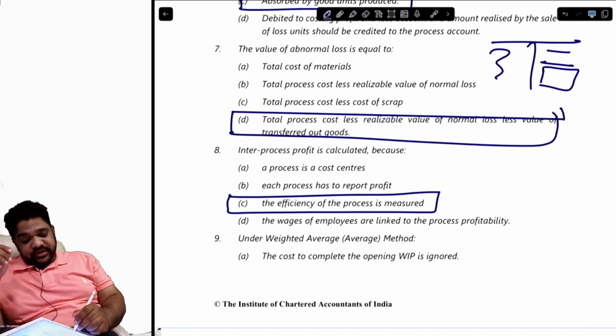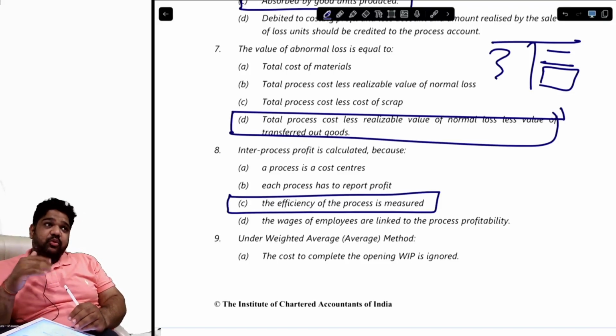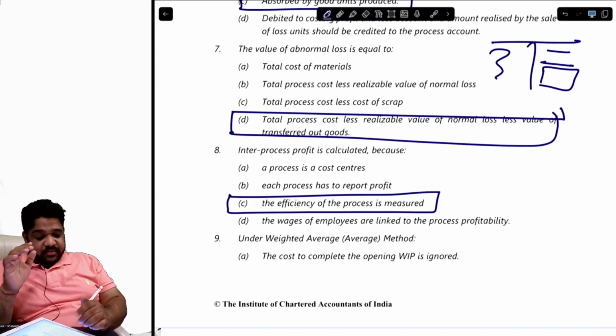The wages of employees are linked to the process profitability. Wages of employees are never linked. Their commissions, their bonuses might be, but wages of employees never.